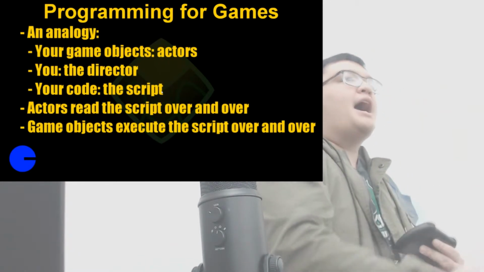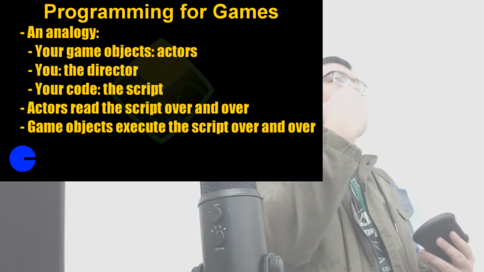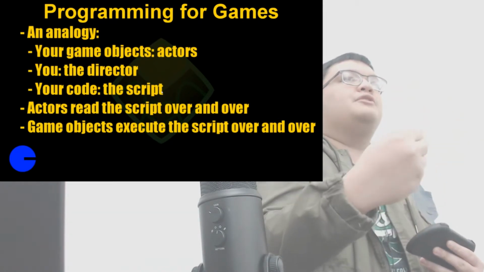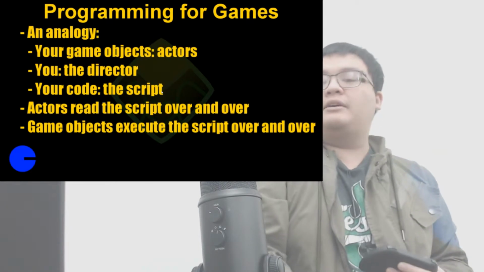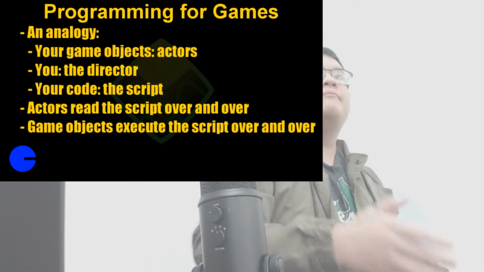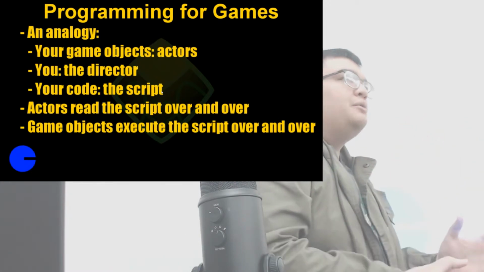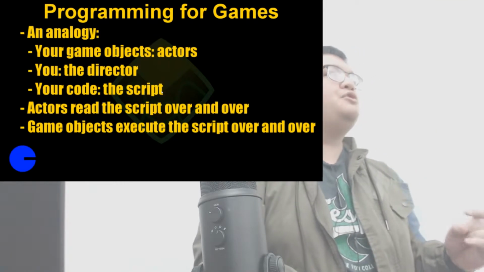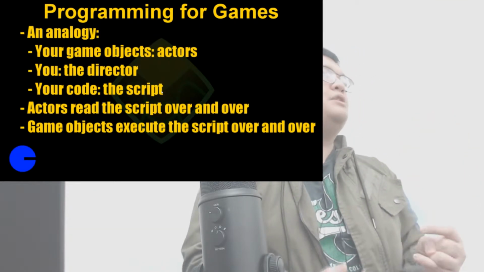Like all good actors who want to memorize the script, their lines, they're going to read the script over and over and over again like an obsessive child. Game objects and your program will do the exact same thing. If you give them a line of code, they will execute it over and over and over again. They will do it in steps. In fact, that's what we usually call it.